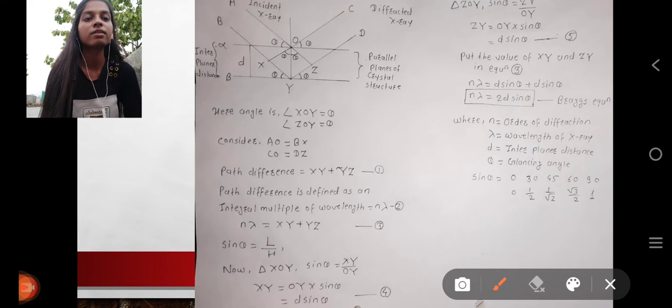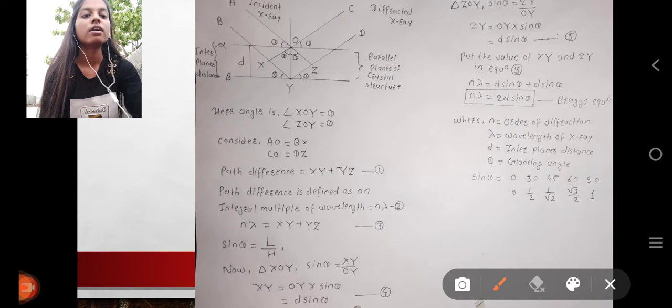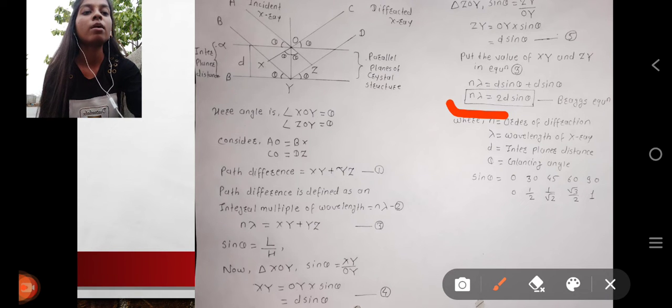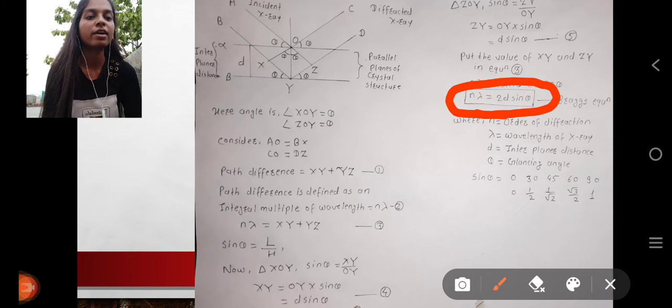So in the second triangle ZOY, sin theta is equal to ZY upon OY. So ZY is equal to OY into sin theta, and it is given by d sin theta. So put these two values in equation number 3. So we get n lambda is equal to d sin theta plus d sin theta, so sin theta is equal to n lambda upon 2d. This is the equation of Bragg's law.